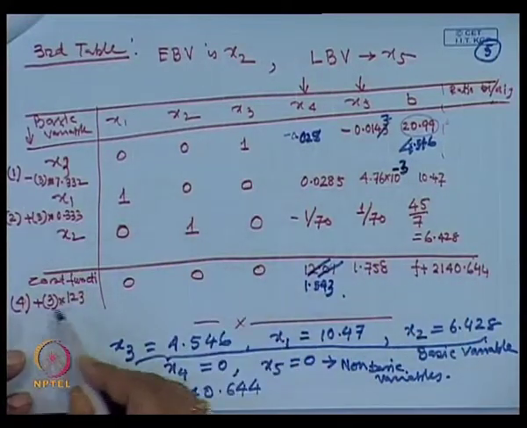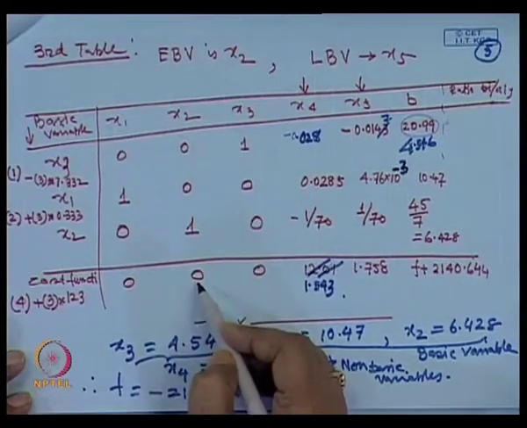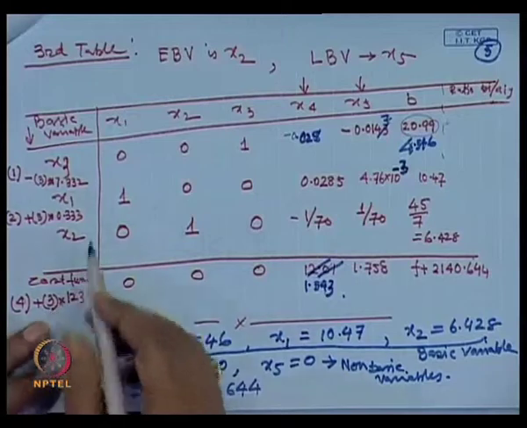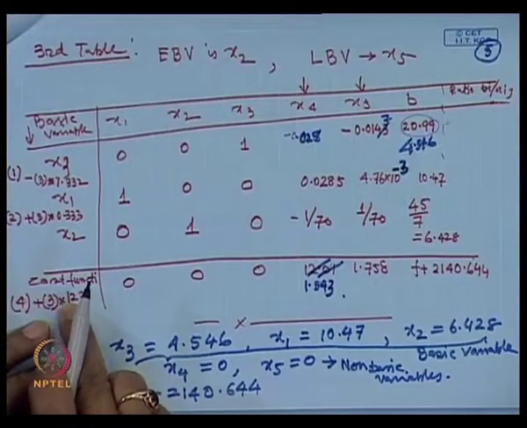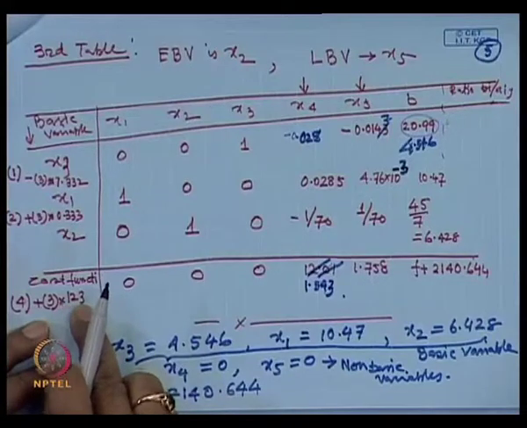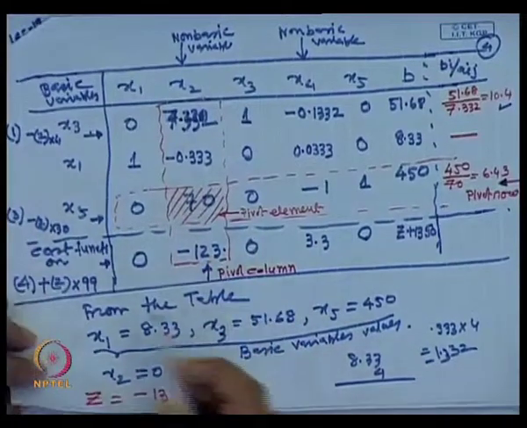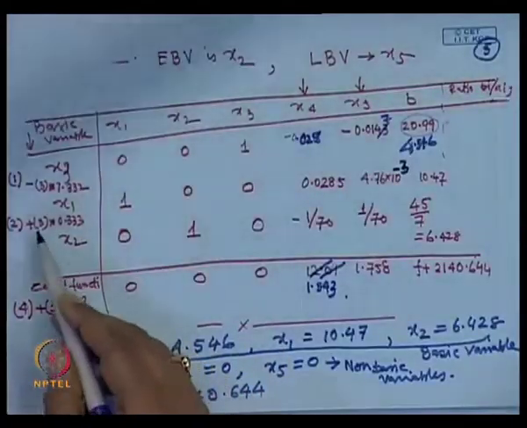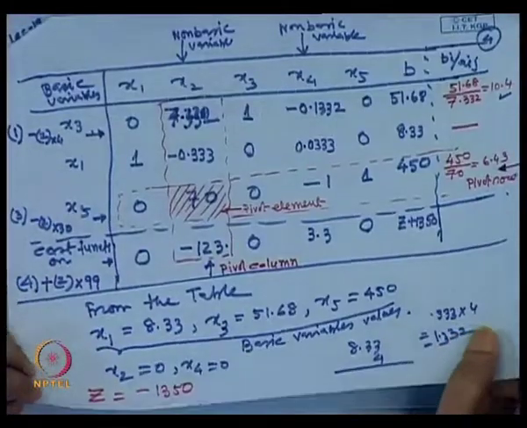Similarly, in the equation 4, the cost function equation, we can eliminate x 2 by multiplying equation 3 by the corresponding coefficient and adding it to equation number 4. So, this you are doing.